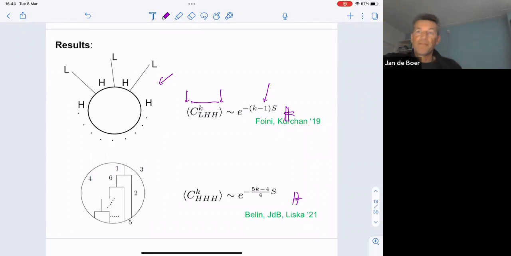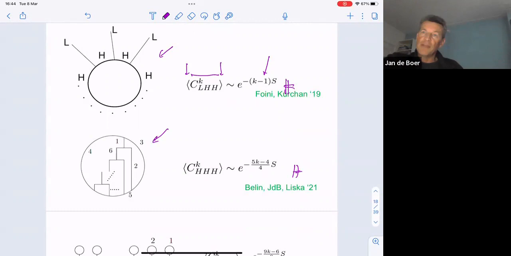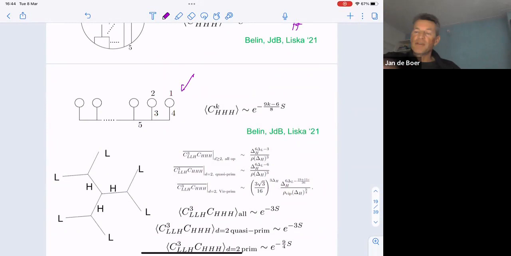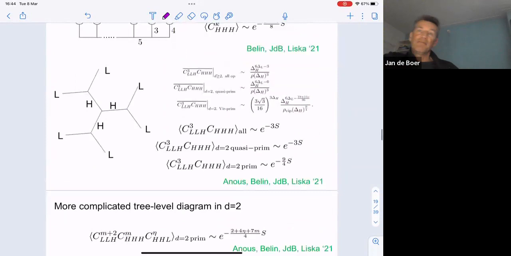We also looked at this diagram in two dimensions and found this particular funny hierarchy between the heavy OPE coefficients. This is relevant for partition functions on higher genus manifolds in two dimensions, and it does confirm this exponential hierarchy. Here's another diagram with a different topology, which also gives an exponential hierarchy for OPE coefficients, but with a different index contraction. We also studied this funny diagram, which is a six-point function, and extracted from it all kinds of correlators, higher moments of different OPE coefficients in different combinations, and found these particular suppression factors with the entropy. So this is a lot of technical work that uses all these different techniques.